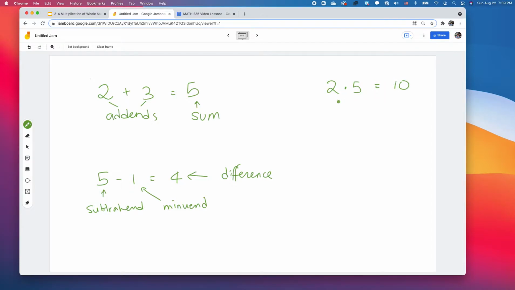Okay, in multiplication, if we are doing 2 times, let's say, 5, that is 10. 2 times 5 is 10 and 5 times 2 is also 10. So we can use the commutative property here in multiplication as well, right? So both are called factors. Then what do we call the answer of multiplication? We call that, yes, product.